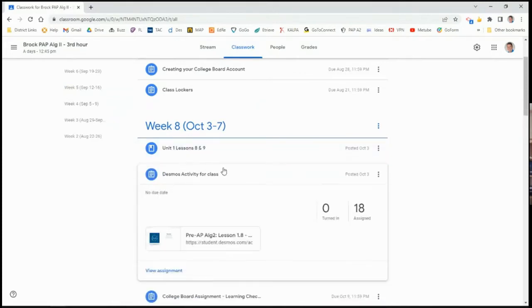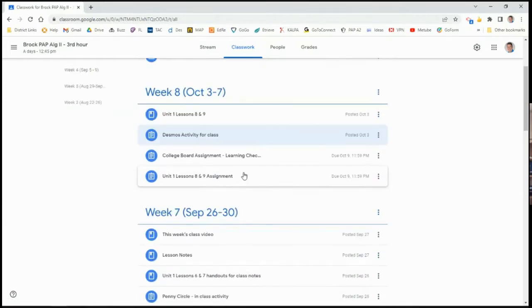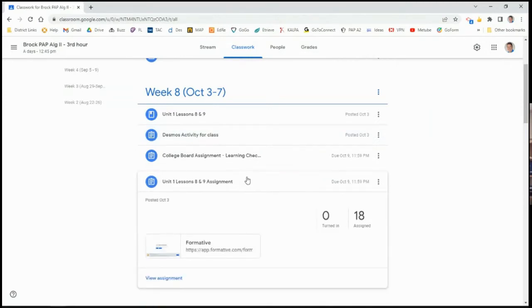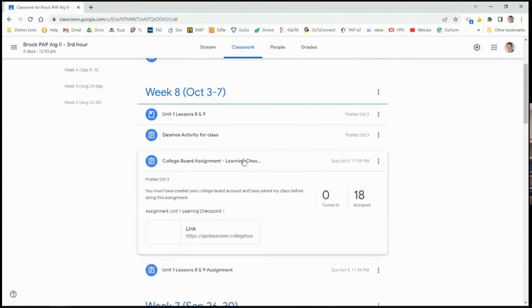Here's our activity we're about to do in class. If you want to go ahead and click and log on to that, you can. But here's our assignments for the week. We have lessons 8 and 9, that's informative. And we also have our first College Board assignment.